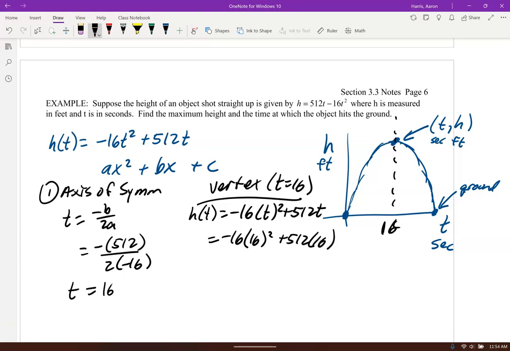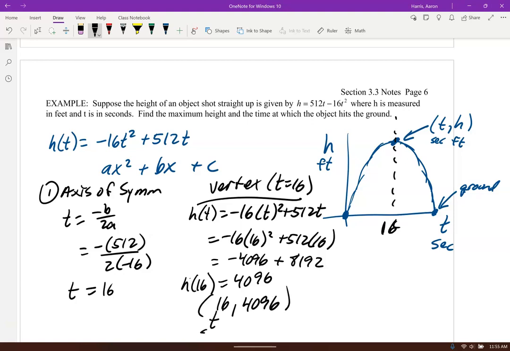So it looks like I got 16 squared, which is 256, times negative 16, so negative 4096. And then 512 times 16 gives us 8192. So it looks like it's 4096 feet. That's the height after 16 seconds.